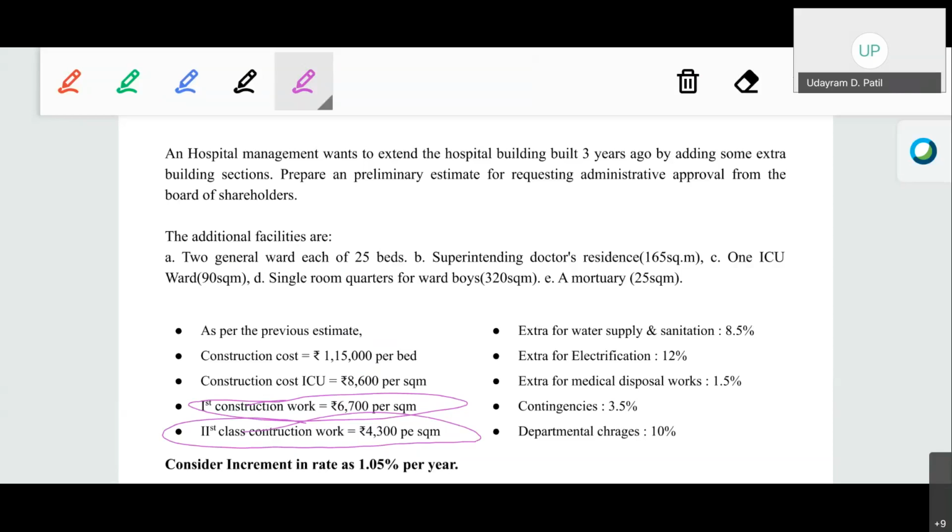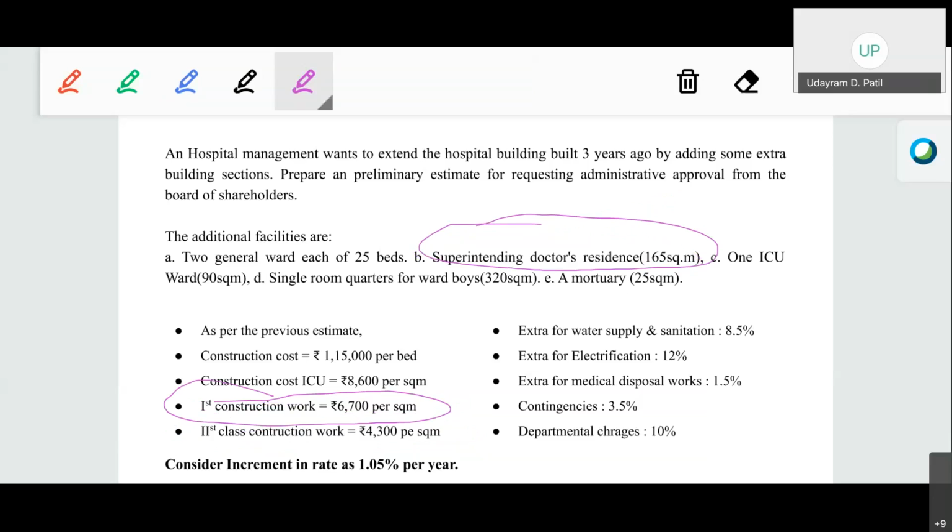Okay, suppose the superintending doctor's residence. This is a higher grade staff, therefore their residence should be of higher quality. The quality of the doors and windows, the specification of the painting, the types of flooring, the facilities of the kitchen, and all the equipment in the WC bath will be of higher quality. Therefore this particular residence will be in the first class construction work.